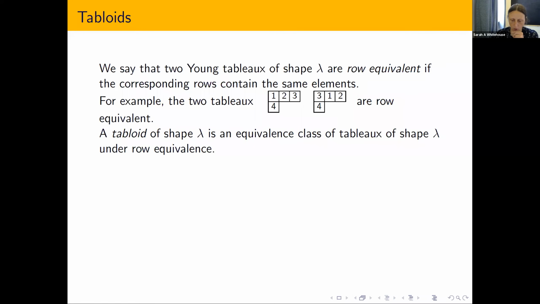And a tabloid is an equivalence class. So you take one tableau t, and then its equivalence class is the set of all the things that are row equivalent to it. And I'm just going to use a bold kind of t for the corresponding thing. So a little t is going to be a tableau, and the bold one is going to be its equivalence class under this row equivalence relation.